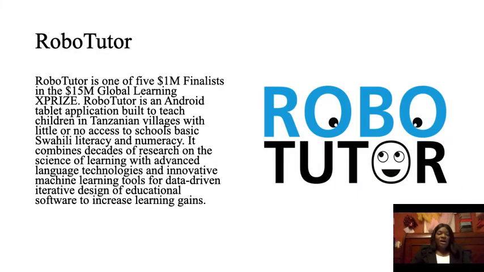RoboTutor is one of five $1 million finalists in the $15 million Global Learning XPRIZE. So, XPRIZE is a challenge where teams develop software that gives children the ability to teach themselves basic reading, writing, and arithmetic within a 15-month period. This is an Android tablet application built to teach children in Tanzanian villages with little to no access to schools basic Swahili literacy and numeracy.